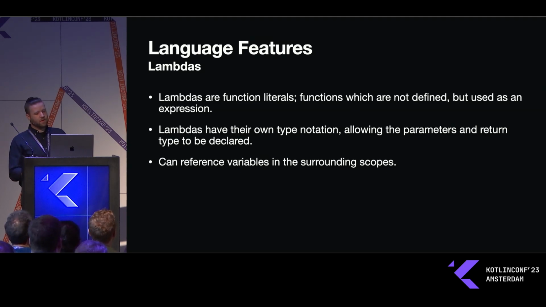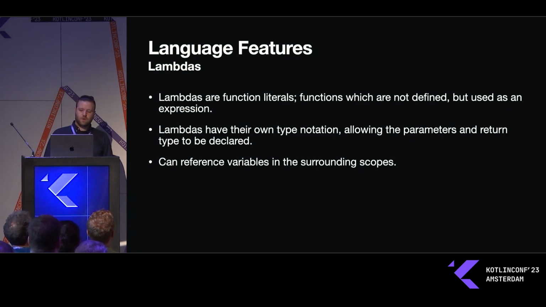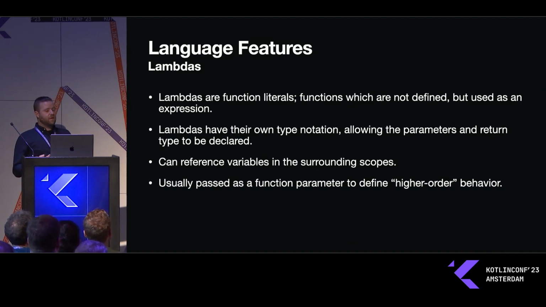So if you define a lambda within a function and there's local variables in that function, you can just reference those local variables. You will often see them passed to other functions, and then this defines what you might hear as higher order behavior. So if you hear a higher order function, it's a function that takes a lambda.